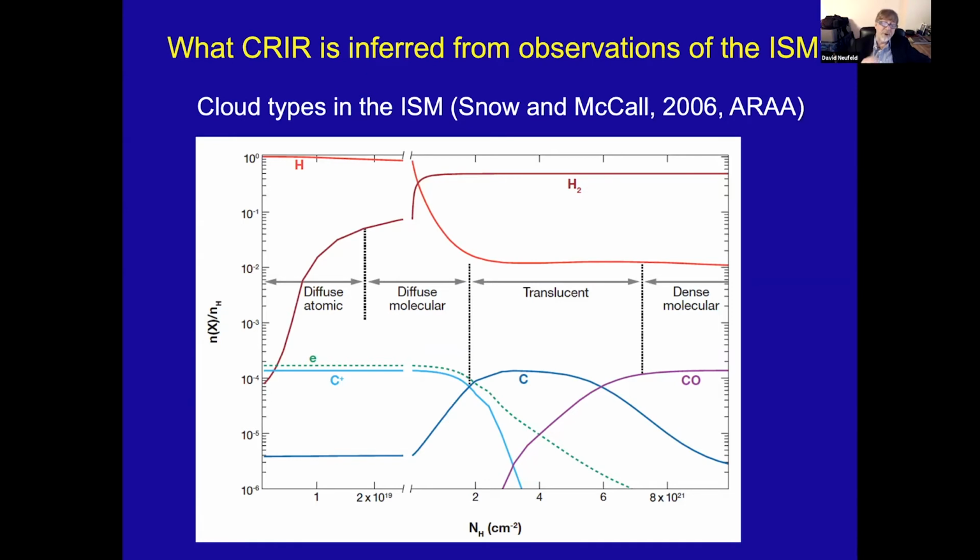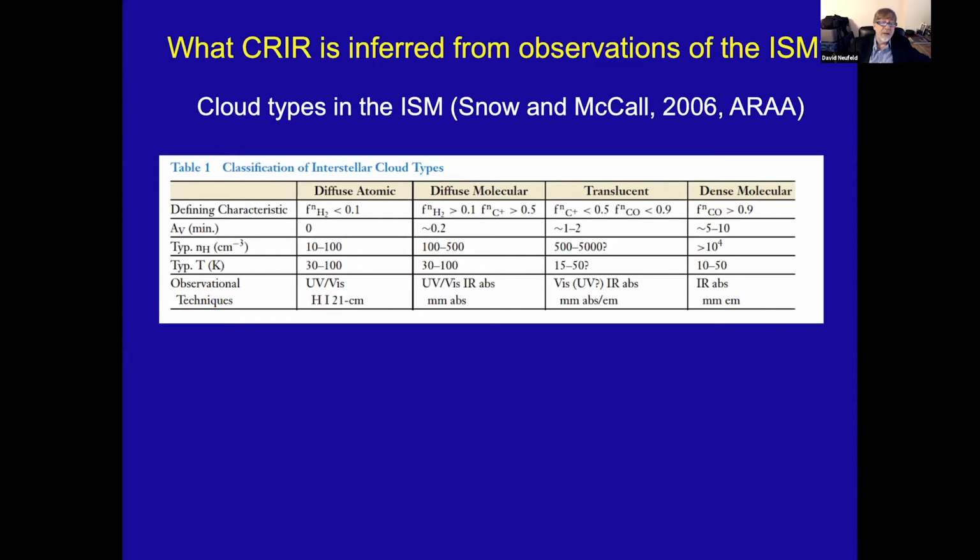So we're thinking of a progression of clouds of increasing size from diffuse atomic clouds, which are mainly atomic, diffuse molecular clouds that are, say, more than 10% molecular, an intermediate case of translucent clouds, and then the largest and densest clouds, dense molecular clouds, where there's very little atomic content. So this again is from Snow and McCall's review.